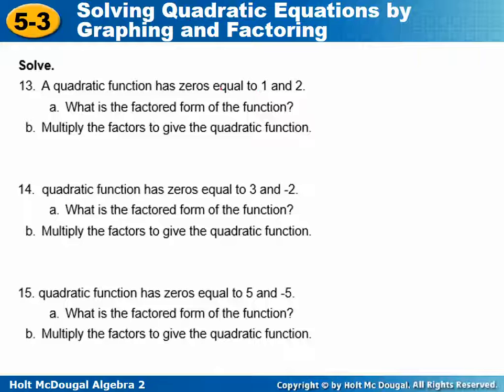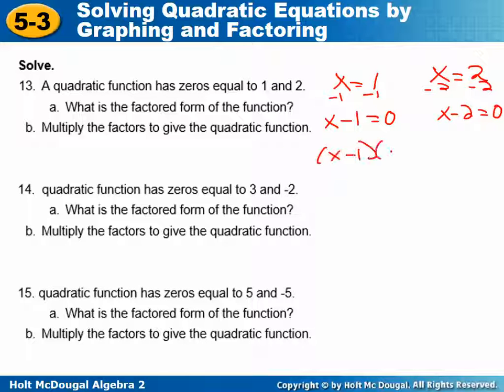So here we have zeros equal to 1 and 2. So we subtract 1 from both sides to get x minus 1 equals 0. So set both of these equal to 0. And then for a, we're going to write the factored form of the function. So the answer for a is to take these, put them in parentheses, multiply them together. And that's the factored form. You can write that it's equal to f of x now.